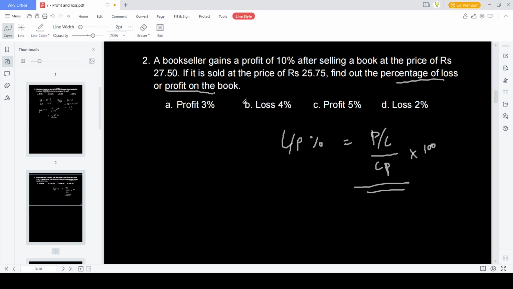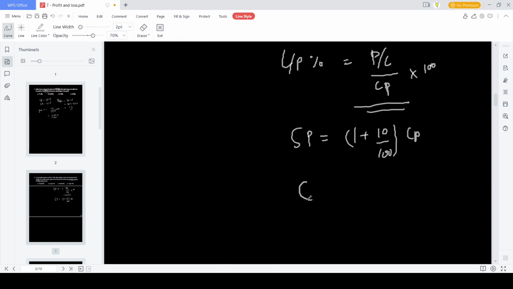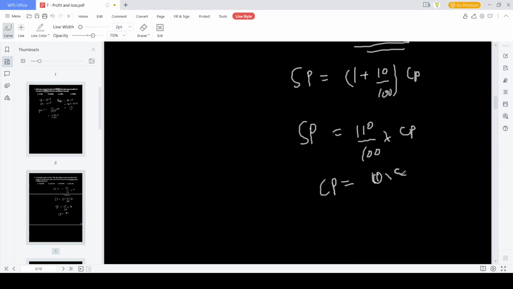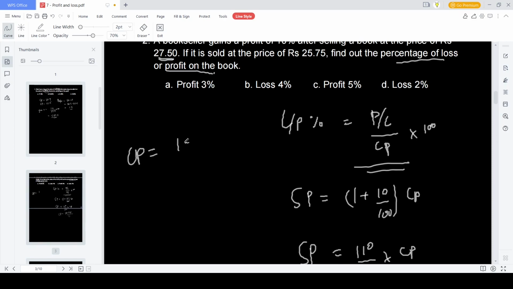Now the bookseller gains a profit of 10% when selling the book at 27.5. So if the gain is equal to 10%, selling price is equal to 1 plus 10 by 100 into cost price. So selling price is 110 by 100 into cost price, so cost price is 10 into selling price by 11. So cost price equals 10 into 27.5 by 11, which comes as 25. So cost price is 25 rupees.